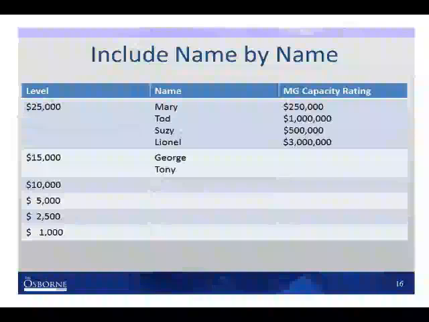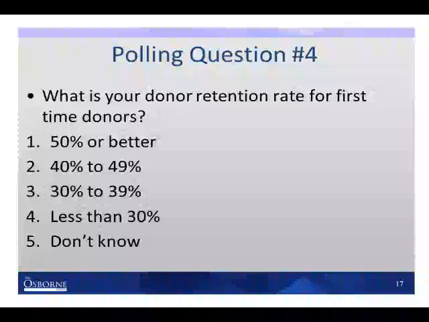So here's your next polling question. The question is, what is your donor retention rate for first-time donors? Are you at 50% or better, beating the national average? Are you at the national average or just a little bit higher, 40 to 49%? Are you below the national average of 30 to 39%, less than 30%, or you don't know, you don't track it? Knowing your retention rates and having a plan for strengthening them is so critical. 100% of you voted, 70% of you said that you don't know, 29% said that you're below the national average. So that's really, that's harsh, right?